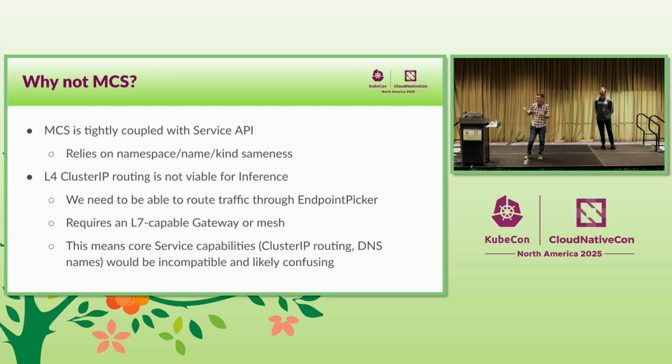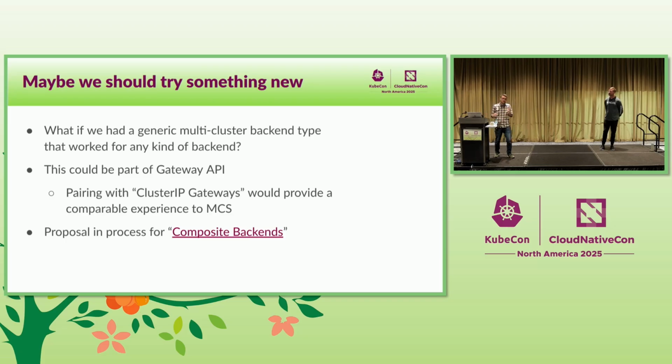I don't have enough time to go into all the details there, but there are a lot of reasons why we couldn't use multi-cluster service for this kind of multi-cluster backend. But we have been thinking a lot about trying something new here. There's been a proposal circulating for a generic kind of multi-cluster backend that could work across different types, whether it's inference pool or service or any other future backend type in Kubernetes.